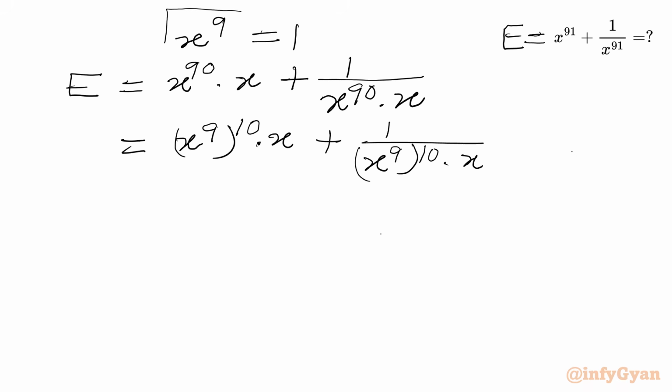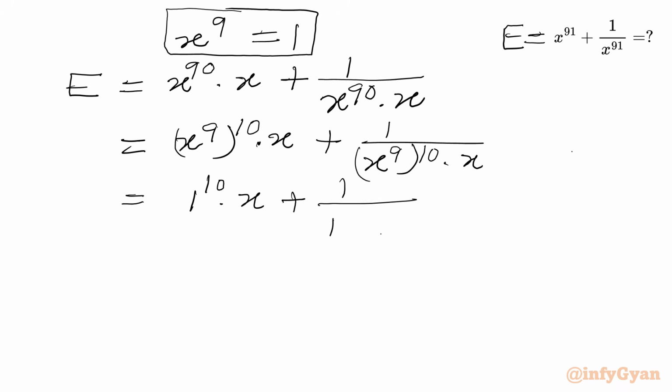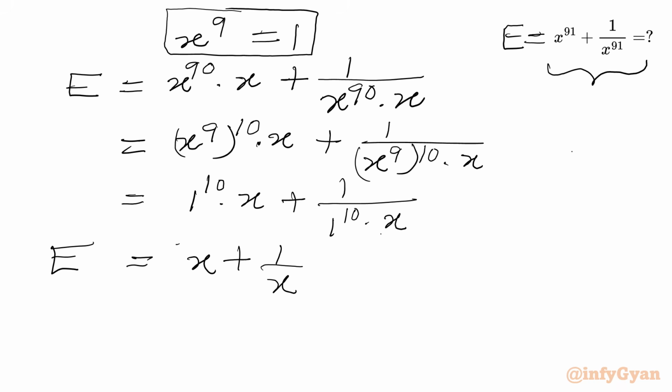Now we have x power 9 equal to 1. So we can write here 1 power 10 times x plus 1 over 1 power 10 times x, which will be equal to x plus 1 over x. So our required expression x power 91 plus 1 over x power 91 is equal to x plus 1 over x, which we are going to evaluate or find.